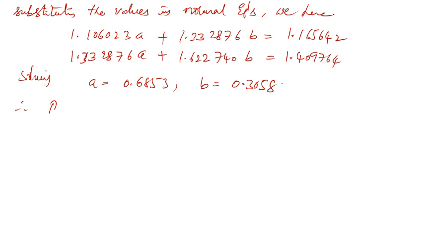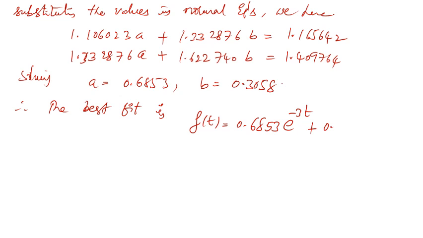Therefore the best fit is f of t equal to 0.6853 e to the power of minus 3t plus 0.3058 e to the power of minus 2t. These are the problems based on least square approximation. With this, your third unit is finished.